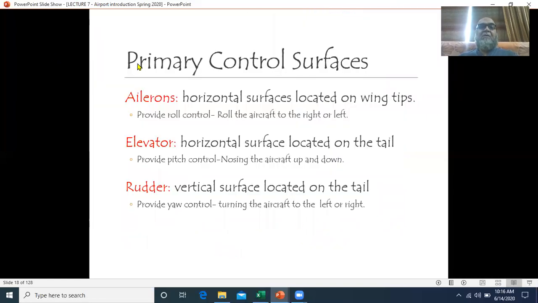So what do an aileron, elevator and rudder do? Ailerons are horizontal surfaces located on the wing tips, providing roll control, rolling the aircraft either to the right or left. Then there is an elevator. It is a horizontal surface located on the tail, providing pitch control, nosing the aircraft up and down. Then there is a rudder. It's a vertical surface located on the tail, providing yaw control, turning the aircraft either to the left or the right.